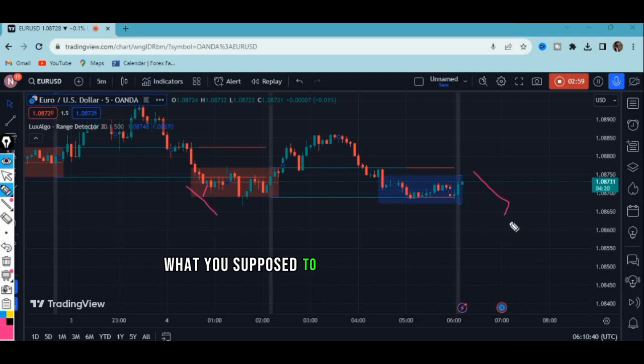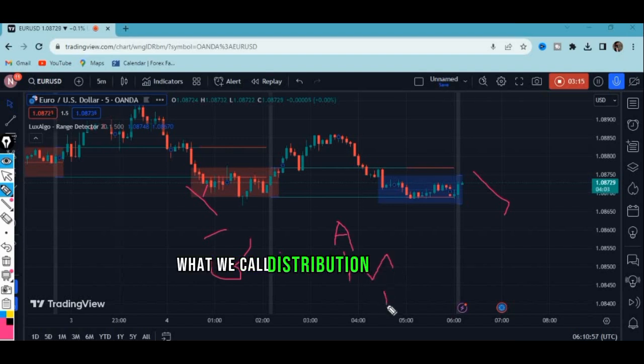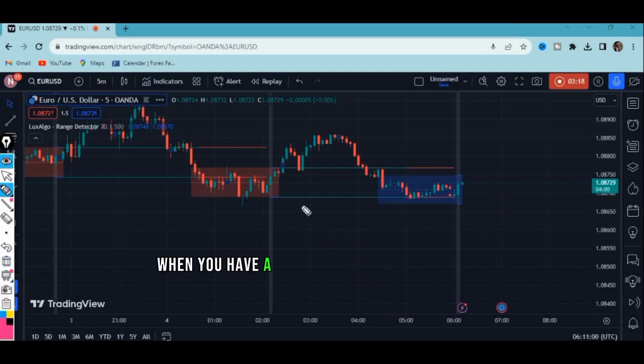So what you're supposed to do, guys, is pay attention to the 3 cycles of forex trading. We have accumulation, number 2 manipulation, and number 3 distribution. When you have a range like this, it is highlighted by the indicator, but you're supposed to ask yourself, what should I expect after a range for me to execute my trades?